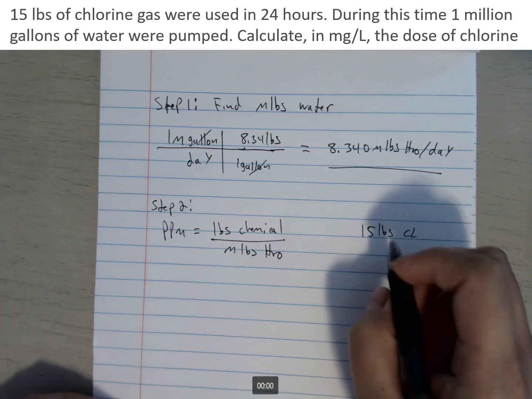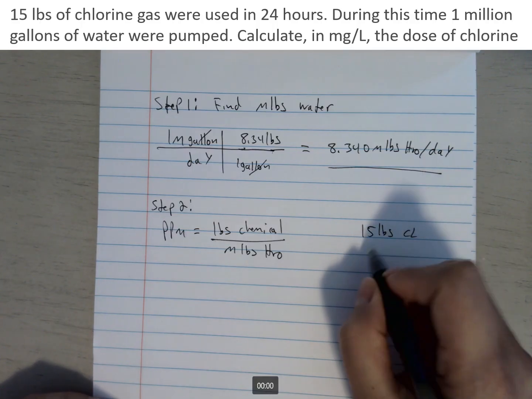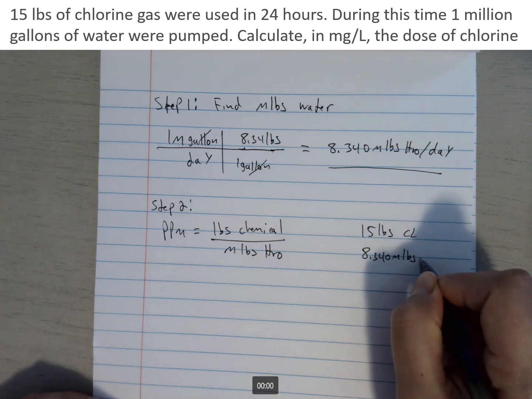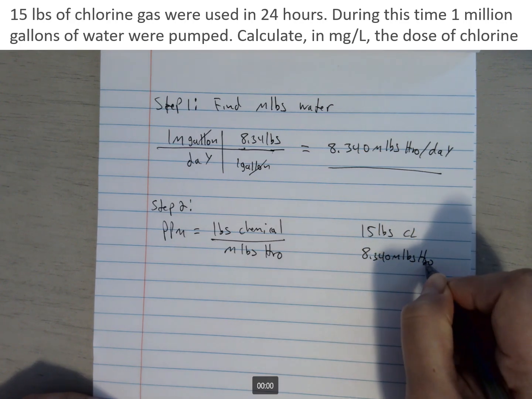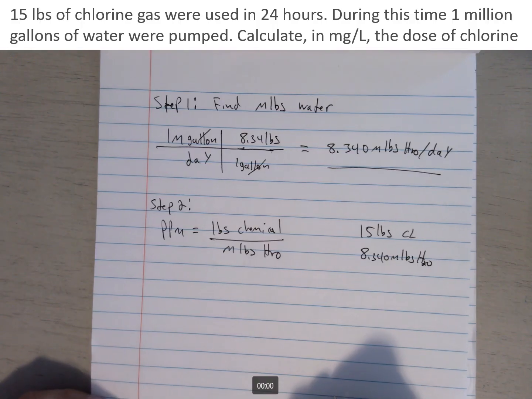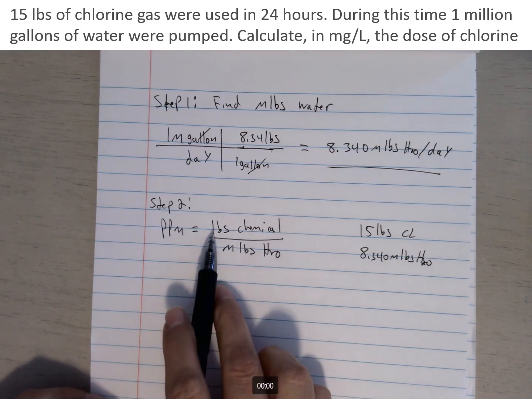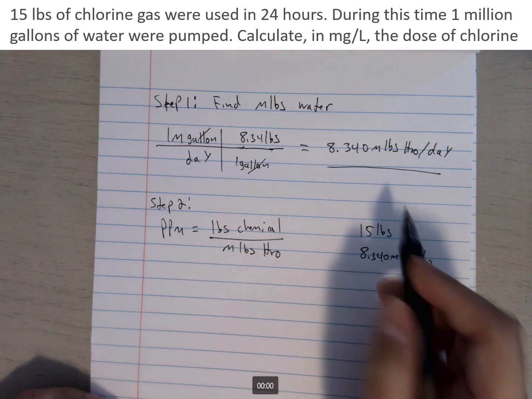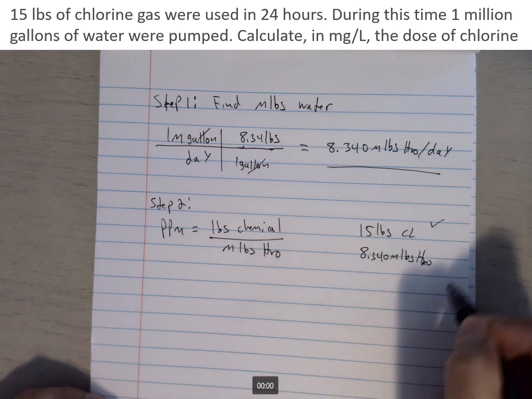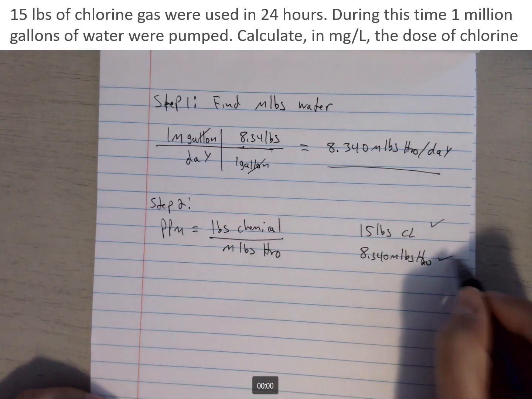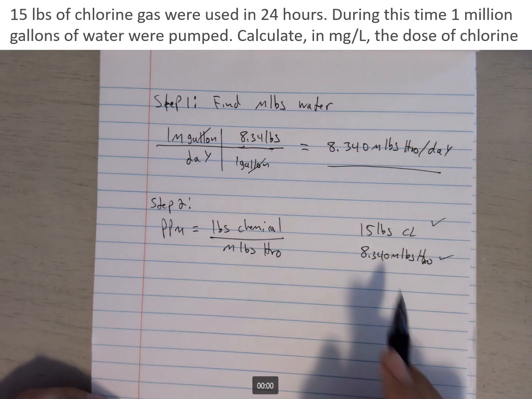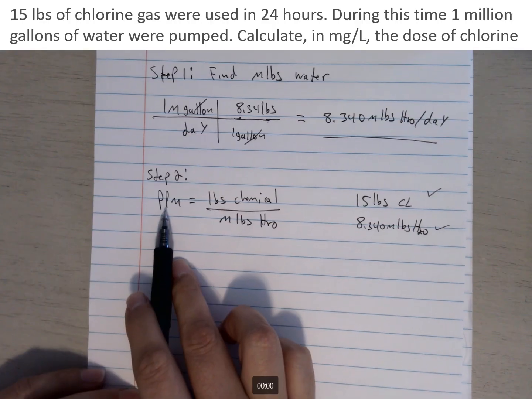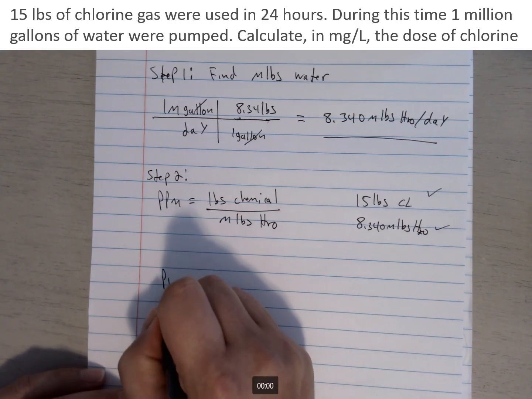We just calculated our million pounds of water. That is 8.340 million pounds of water. So we have our pounds of chemical, which is 15 pounds, and we have our million pounds of water. So we have the components that we need to find that concentration, our ppm, our parts per million.